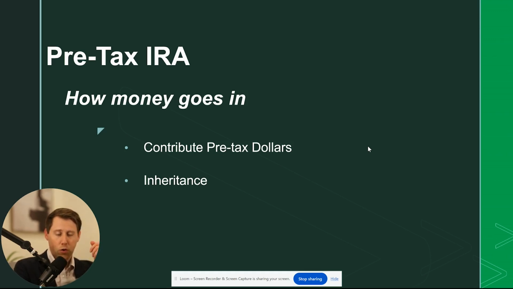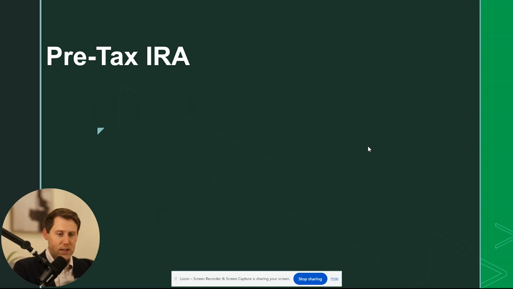Another way that you could end up with pre-tax dollars is through an inheritance. And then last but not least, you can also do rollovers here. So if you have that pre-tax 401k, you can roll that into a traditional IRA once you're no longer employed and you meet the rollover rules. So these are 3 ways that money can go into a pre-tax IRA.